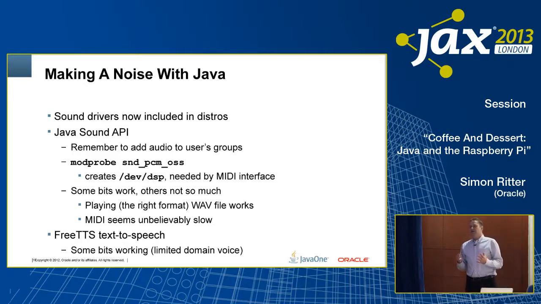So what I've found is that some bits work and others not so much. I haven't spent a lot of time looking at this because I had various other things that I wanted to work on. But I found that if you had a WAV file, you could play that with the Java Sound API pretty easily. It worked, not much problem, as long as you had the right format of the WAV file in terms of the bit rate and so on. The MIDI interface was unbelievably slow.